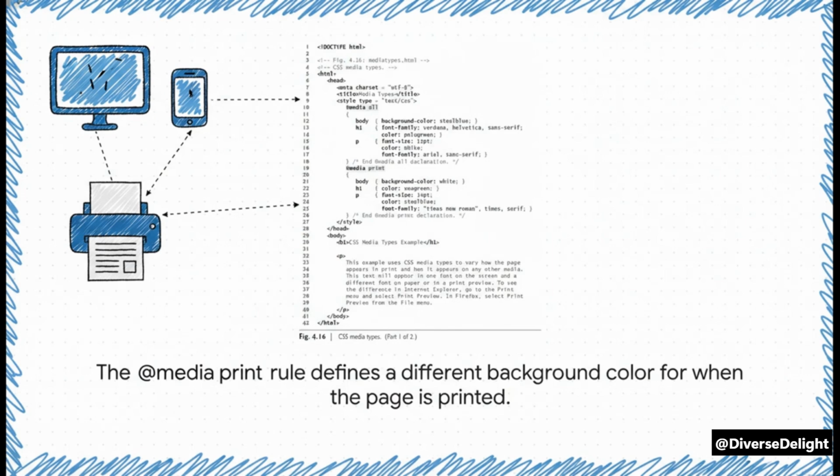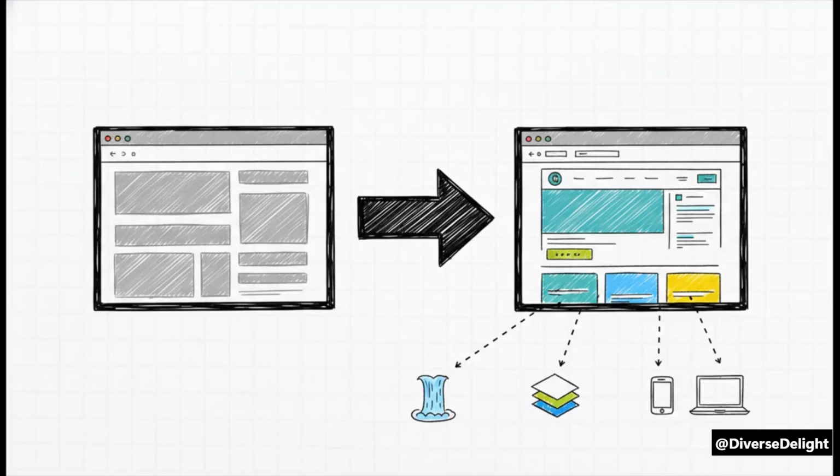This code shows a really simple but powerful media query in action. The first rule gives the page a blue background on the screen. But look at that @media print rule. It's saying, hey, when this page is being printed, use these styles instead, giving it a clean, ink-saving white background. Pretty cool, right?